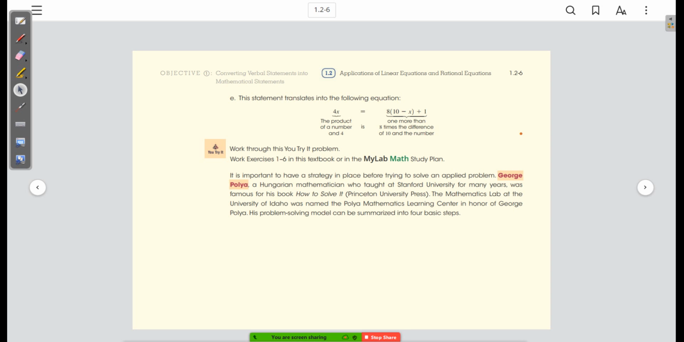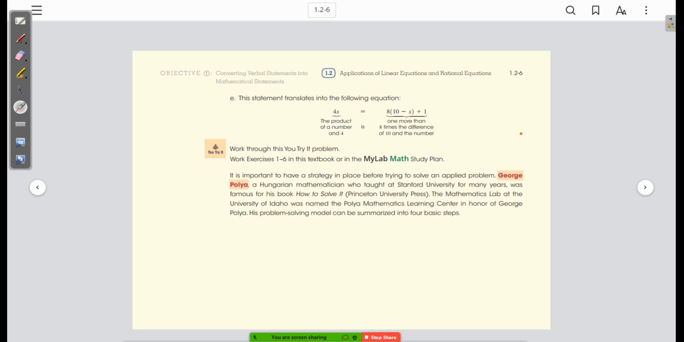All right, you know what? Let's look at here. Okay, because I'm gonna be honest with you, I've never heard of George Polya. Not that he's not famous or anything, right? But apparently he was this genius that came up with some 4-step plan. So it's important to have a strategy in place before trying to solve an applied problem. George Polya, a Hungarian mathematician who taught at Stanford for many years, was famous for his book How to Solve It, and I actually have that book. That's kind of funny. I didn't know it was him. It's got to be a different book. The mathematics lab at the University of Idaho was named the Polya Mathematics Learning Center in honor of him.